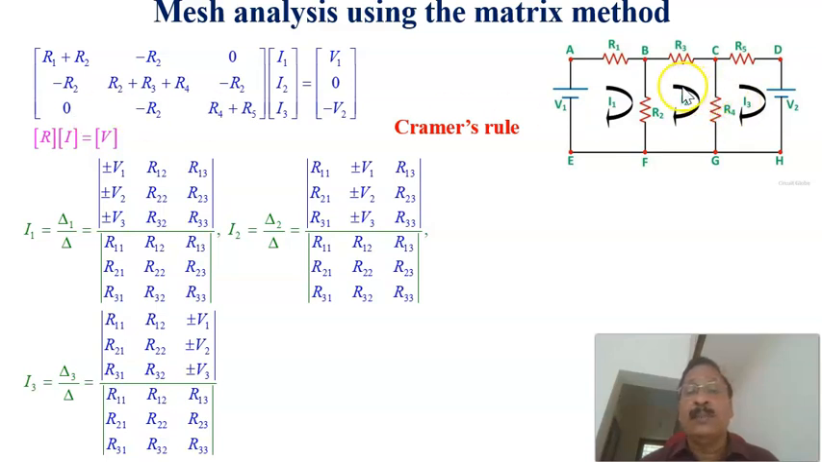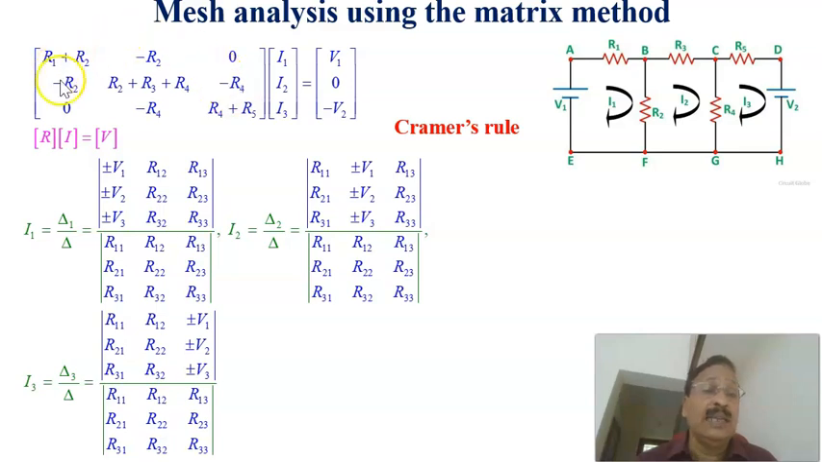Then what is the common element for mesh 2 and 3? That is R23, which is equal to R4. R23 means common to second and third mesh. That is R4. Therefore, it is equal to minus R4. Similarly, R32, third row, second column, which is also common to third and second, means again R4. That is why it is minus R4.